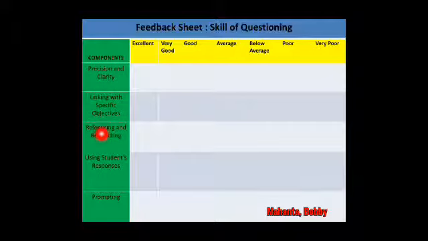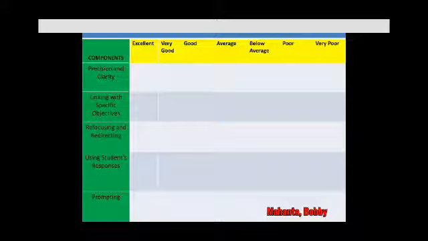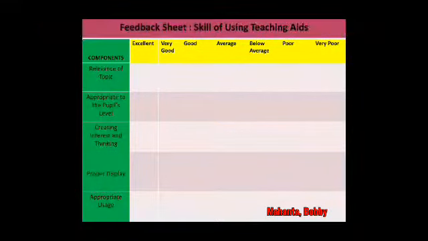The next is the skill of questioning. It's the same way. This side are the components. Components relating to this particular skill, remember. Components are not the same. Components will differ relating to that particular skill. So this is the questioning part. This is for the use of teaching aids. Clear? You have the components this side.